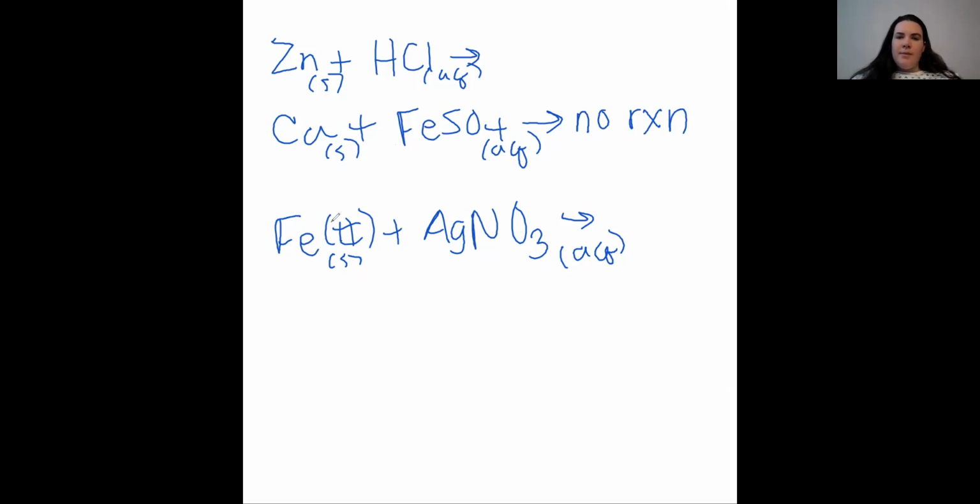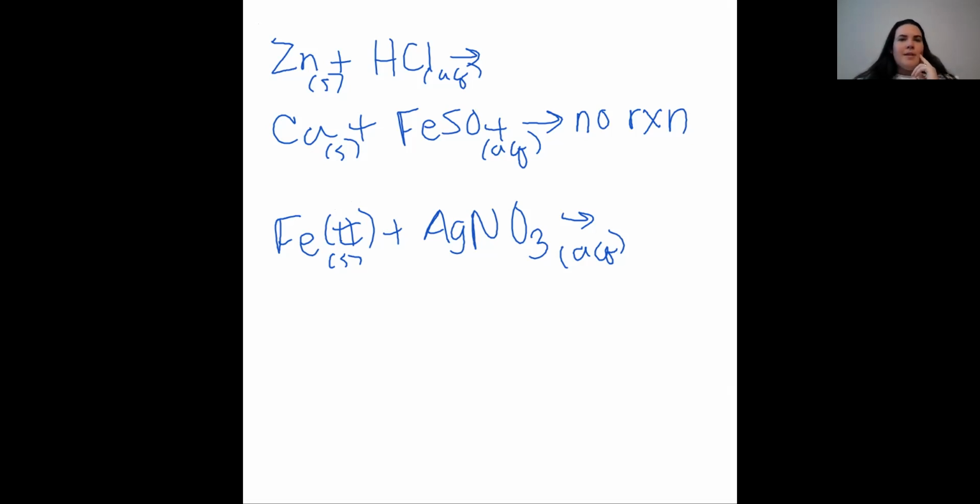Our last one, we have iron versus silver. So iron is higher on the list than silver. This one will also go. Now for this last one, it's telling you the charge. This activity series also tells you which charge it will be. So a lot of these are transition or heavy metals. Whatever charge it has on the right of the arrow in that activity series, that's the charge that that metal will take, if it can change.